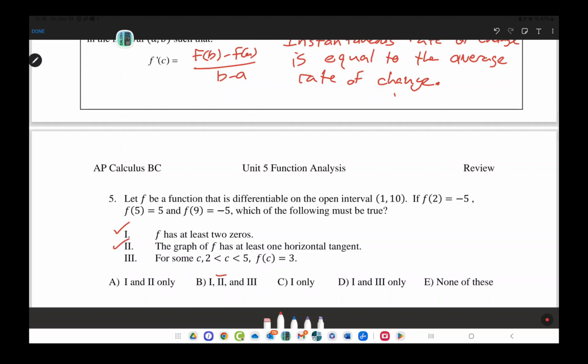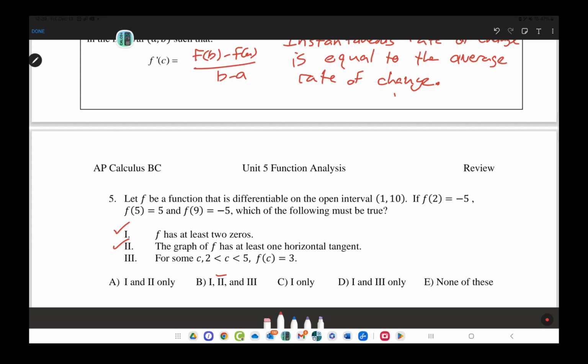Specifically, because we know it's differentiable, we can't just say there's a sharp turn there. That's possible if it didn't say it's differentiable. But because it says it's differentiable, there are no sharp turns. There's nothing that's going to keep my function from being continuous because it's differentiable on the interval.